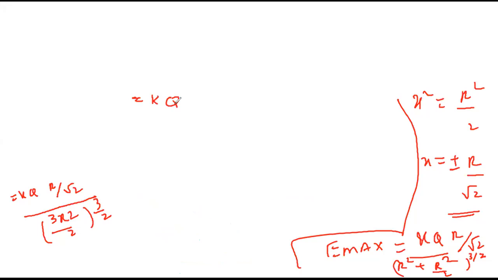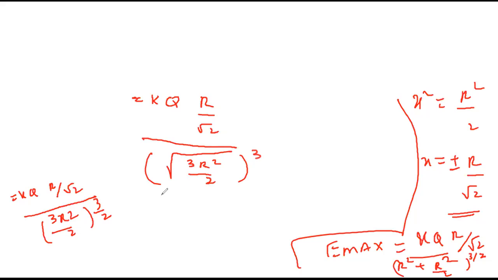k q r by root 2 upon 3r square by 2 whole cube. ये हाफ को मैंने रूट नाम दे दिया.